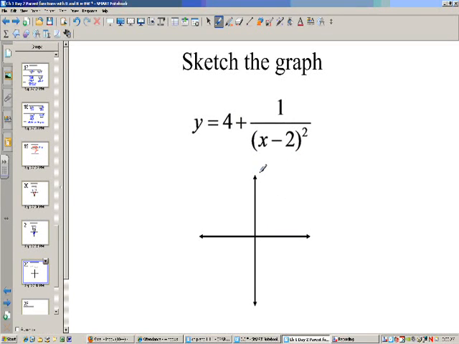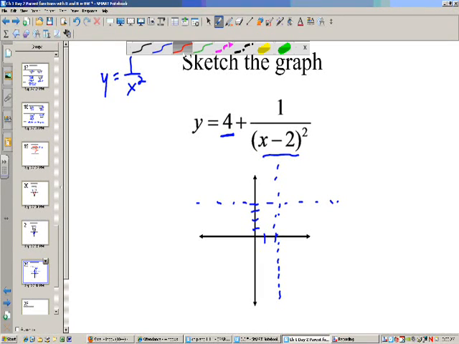Now this one is tough for some people to see. Really, this is the parent function y equals 1 over x squared. And we're shifting it with this and this. The x minus 2 is going to move it to the right 2. The 4 is going to move it up 4. So now pretend that this is our new axis. Now we just draw the 1 over x squared function. It starts up here, goes like this, starts up here, goes like that, and we're done.